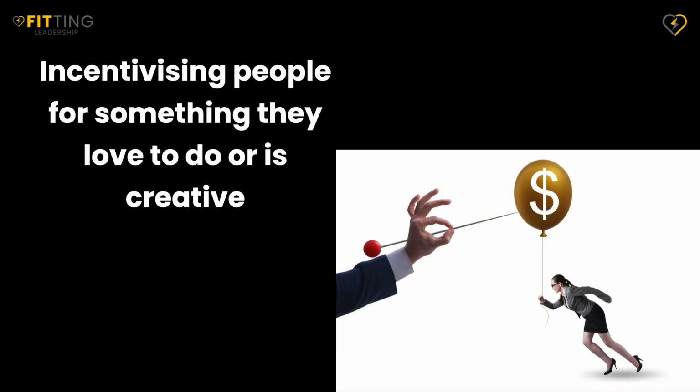Number 5 is incentivizing people for something they either love to do or that is creative. Right? So just repeat this. Number 5, demotivating thing to do is incentivizing people for things that they love to do or that is creative.